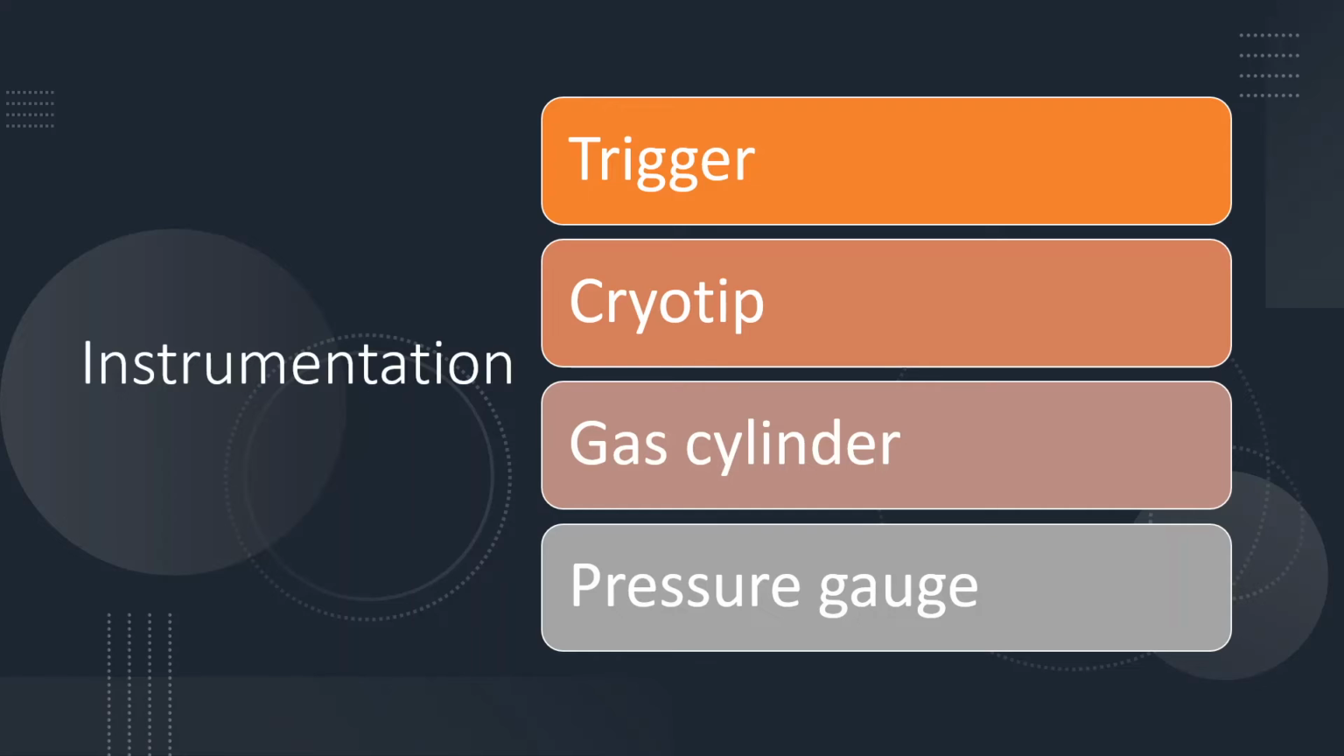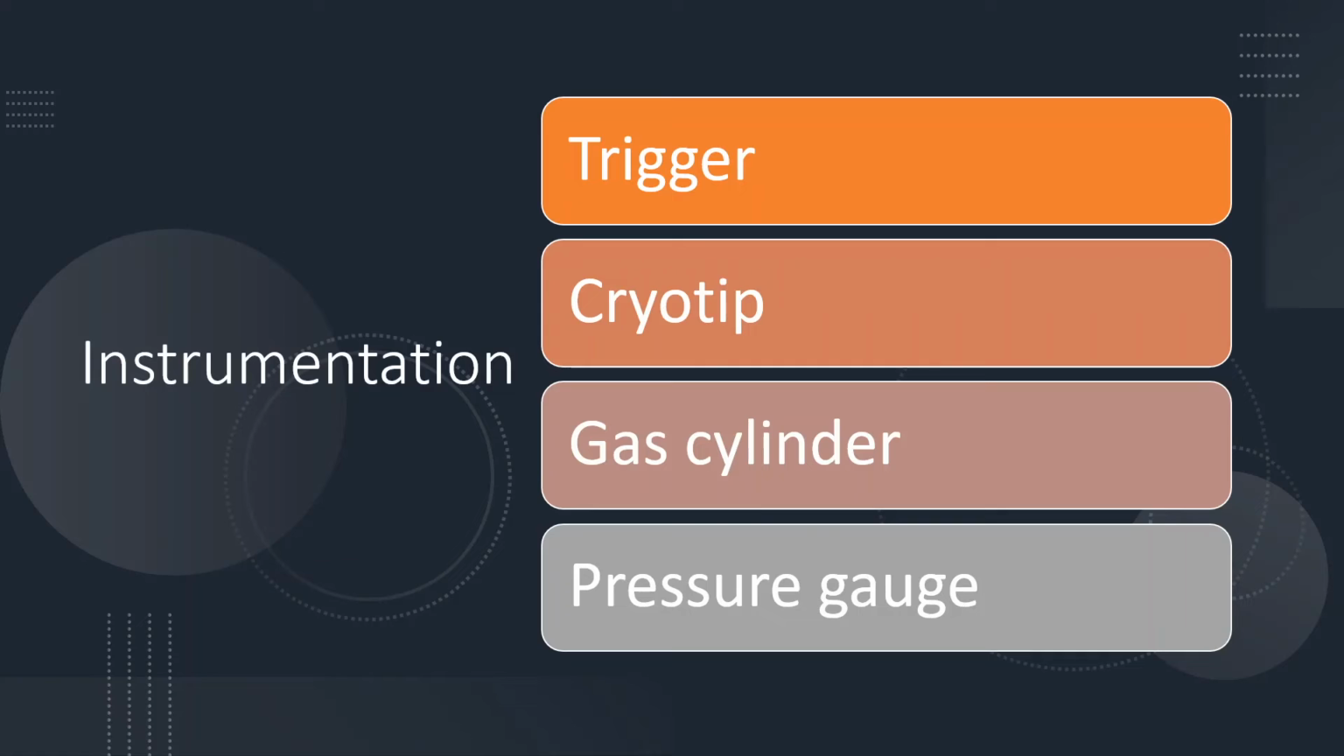So the trigger for the cryoprobe has at least one trigger that acts as a regulator for the gas flow to control the temperature. It is made from plastic to insulate the user's hand. Next, the cryotip. In an indirect system, the cryotip cools from the gas coming from the cylinder and is contacted to the tissue to freeze it.